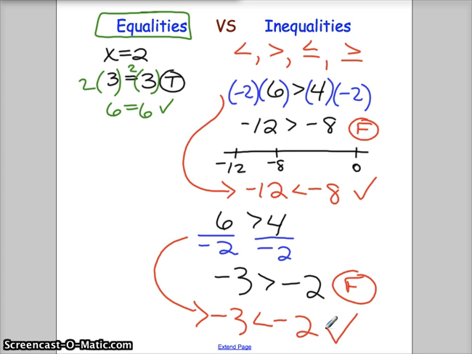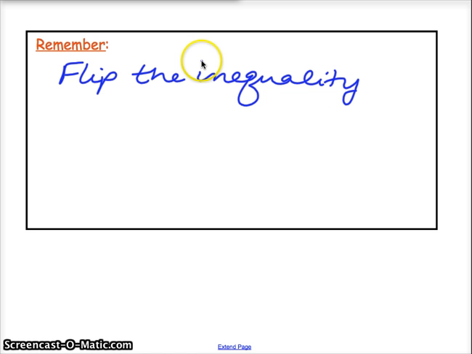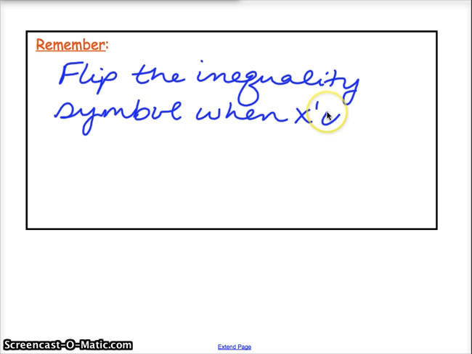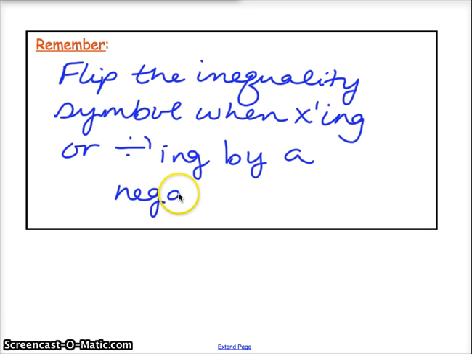So the point is, you should have already been familiar with this before. The point is that you must remember to flip the inequality symbol when multiplying or dividing by a negative number. And again, that's when we're working with inequalities, and it's so that we still have a true statement.